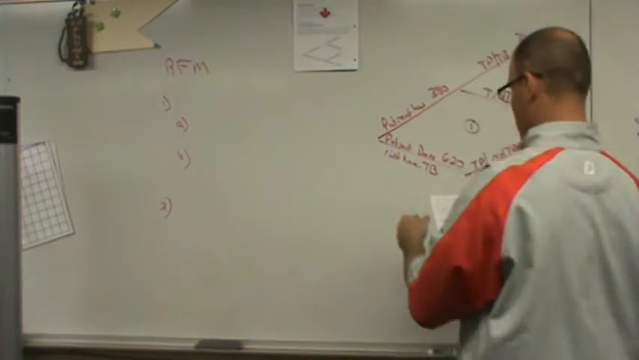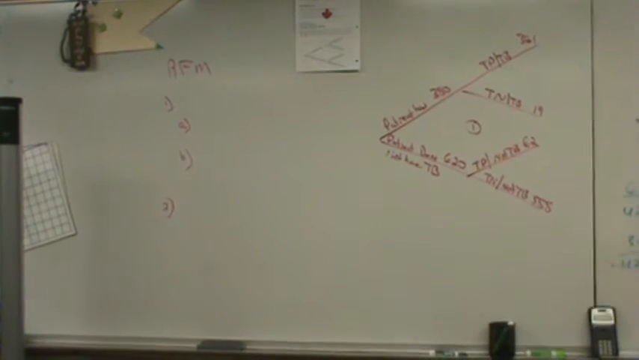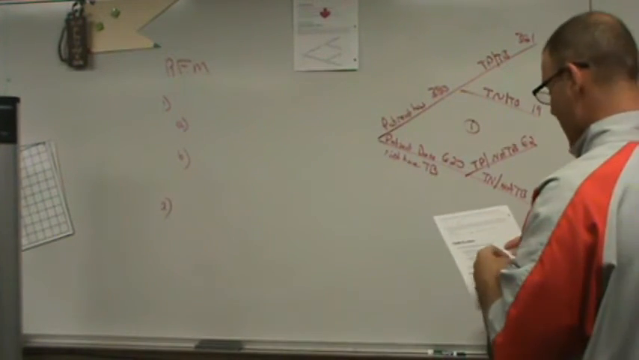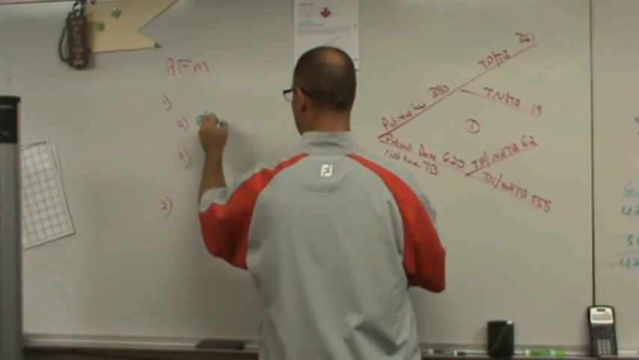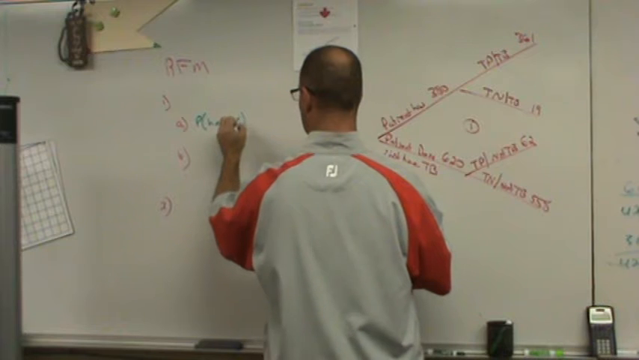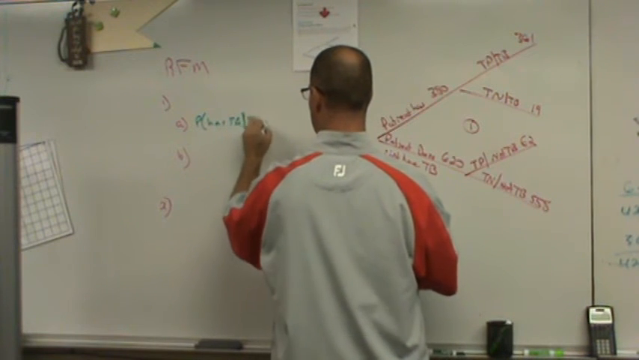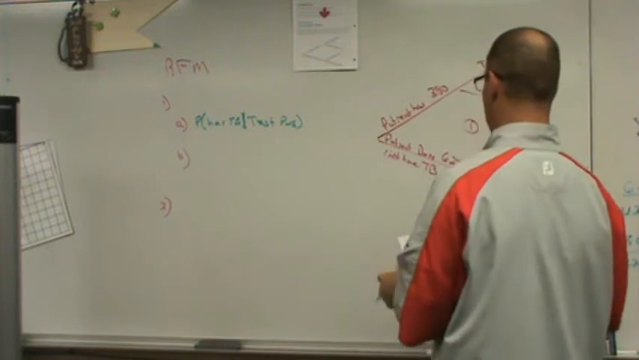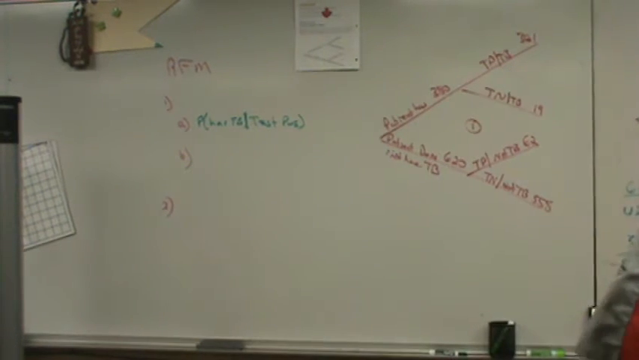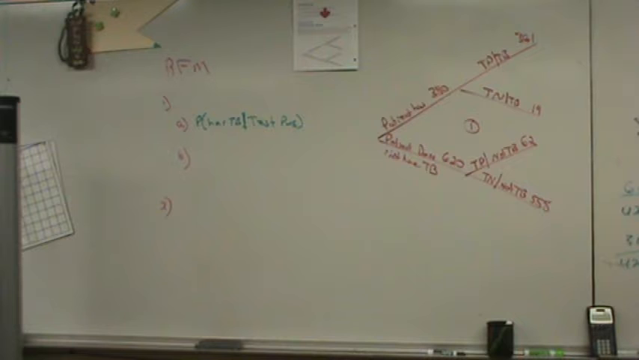All right. So question number 1. What's the probability that someone has TB and tested positive? All right. So there's that one. Probability of has TB given they test positive. All it's asking you to do is come up with that probability. All right? So test positive. So it's test positive, test negative, right? That's tree number 2. All right?